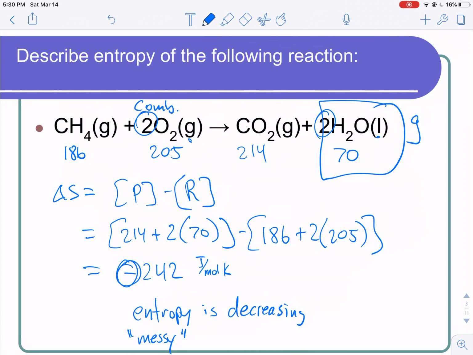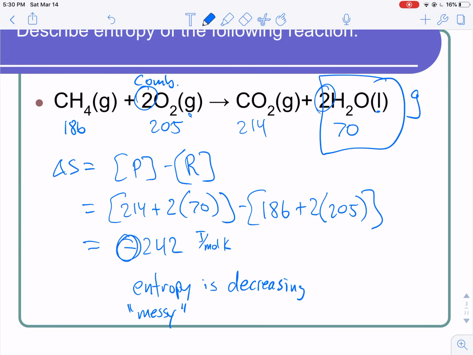So with that in mind, that's really all we're going to do today. You're going to have an assignment. You're going to look some values up, and you're going to subtract them. Products minus reactants. You're going to tell me, is the entropy increasing or decreasing? Is it getting messy or organized? That's what I want to see. Messy or organized. So in this situation, my answer would have been organized.